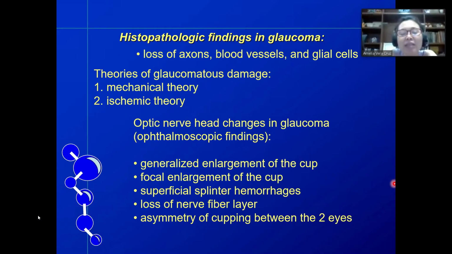Then, asymmetry of cupping between the two eyes. Asymmetry. Meaning, kung ang other eye, the cup is 0.2. The normal usually is 0.1 to 0.3 or 10 to 30% of the optic nerve, yung cupping mo. So, for example, the cup on the other eye is 0.3. The other eye is 0.5. So, magkaiba ang kanilang size ng cup. So, that could also be a sign for glaucoma.